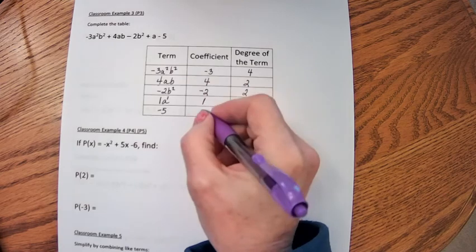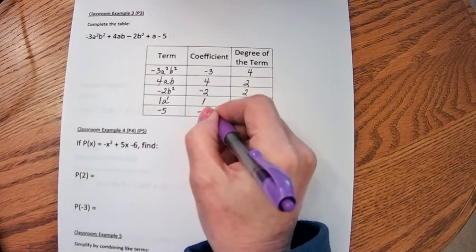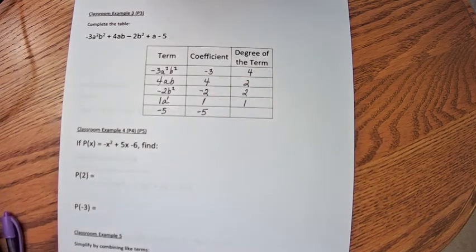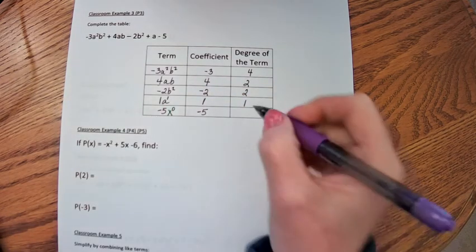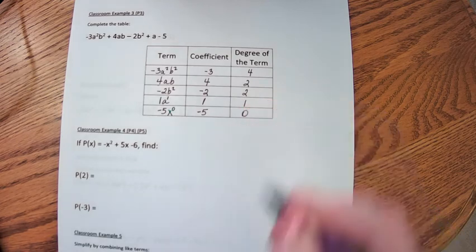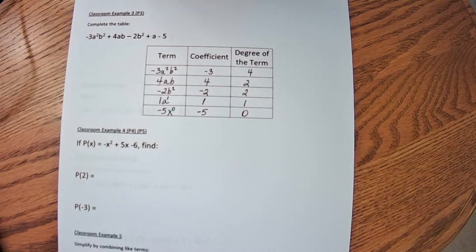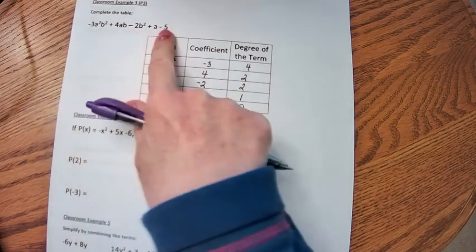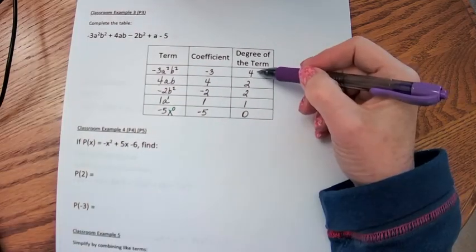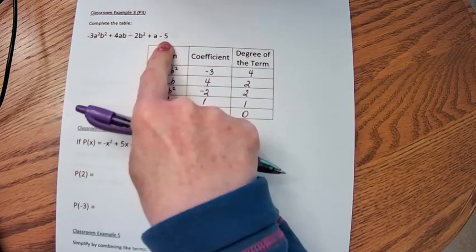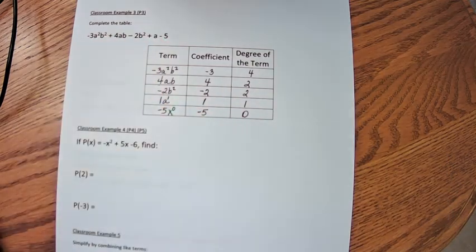And the coefficient of this last term is negative 5. And remember, this is like negative 5x to the 0. That's degree 0. So we would call this entire polynomial, since the highest degree of any term is 4, a 4th degree polynomial. All right, so why don't you go ahead and try practice 3.